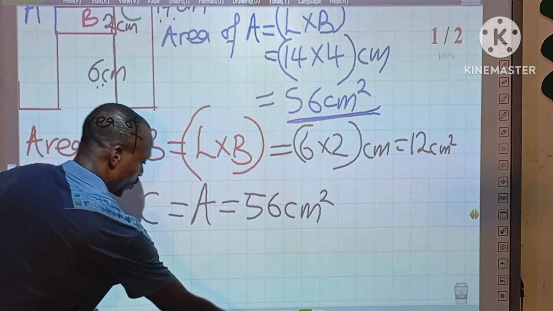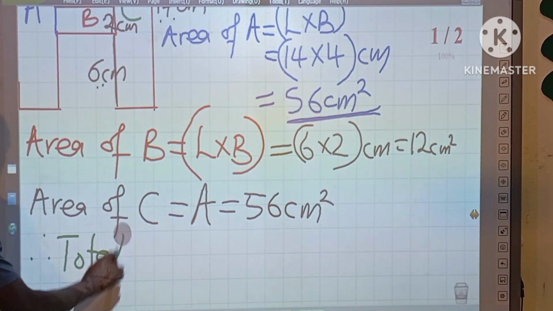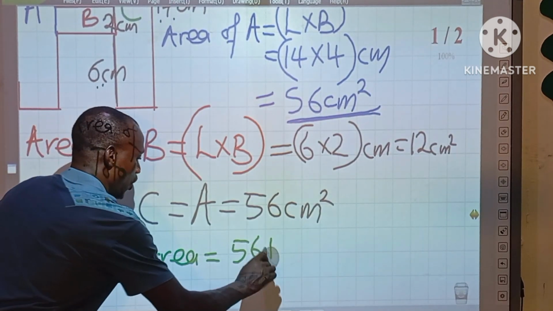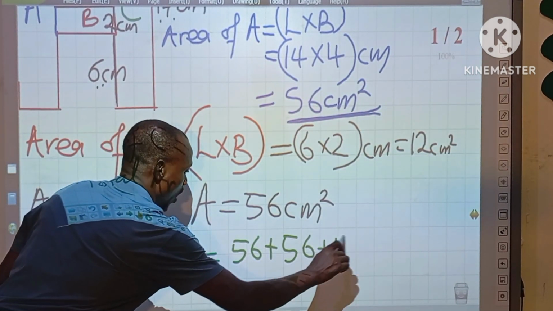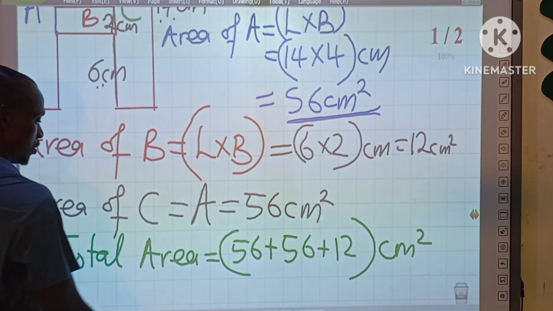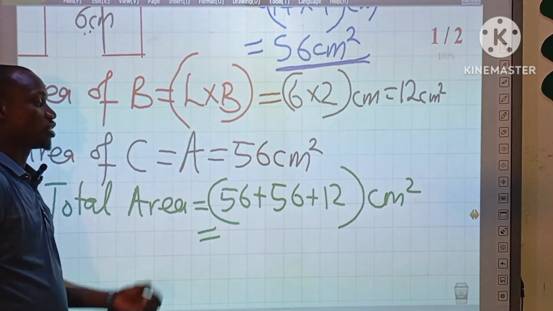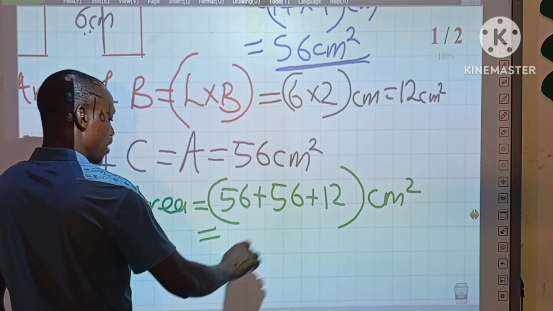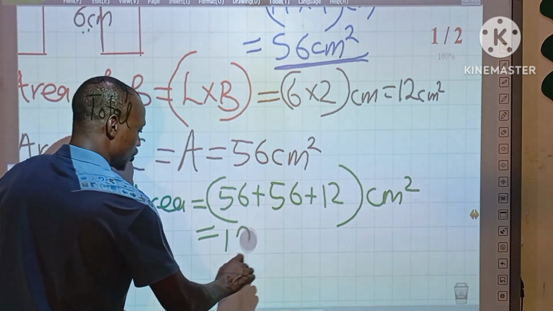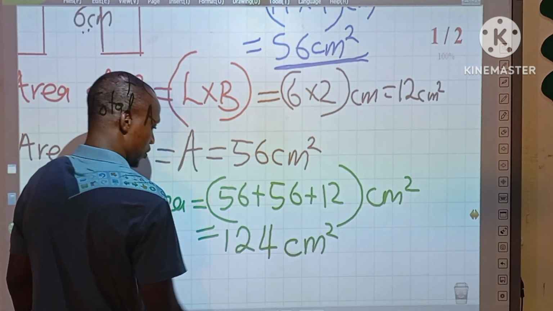Now with this, we can look for total area. Therefore, total area will be equal to 56 plus 56 plus 12. All of them are in centimeters squared, which will simply give us 56 plus 56 gives us 112. 112 plus 12 gives us 124. So our final answer will be 124 centimeters squared.